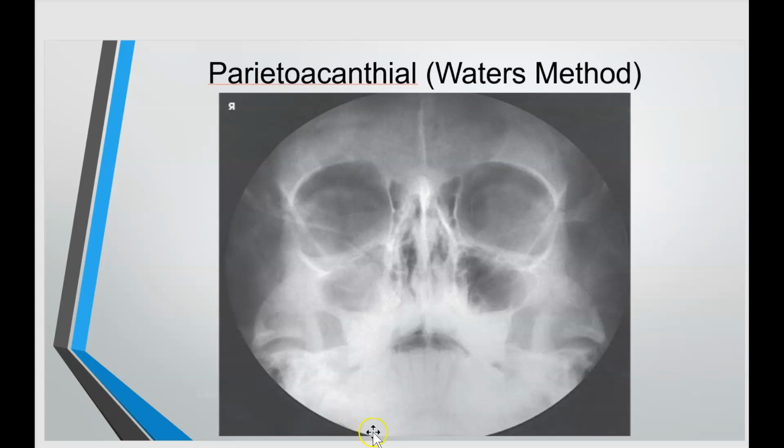Okay, this is a Waters. And so we are looking, our petrous ridges are below the maxillary floor. So that's good positioning. We see symmetrical orbits, and we have equal distance on both sides laterally. So that makes sure that we don't have any rotation or tilt. And we can see our maxillary sinuses. This one's got a lot of gunk in it compared to this one on the left.